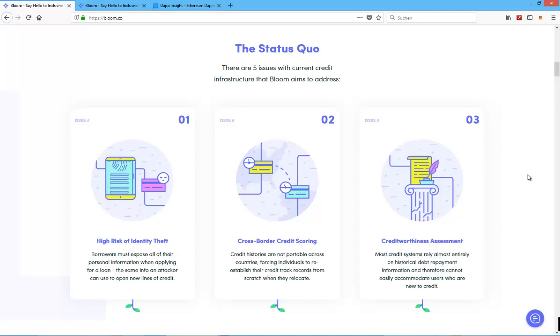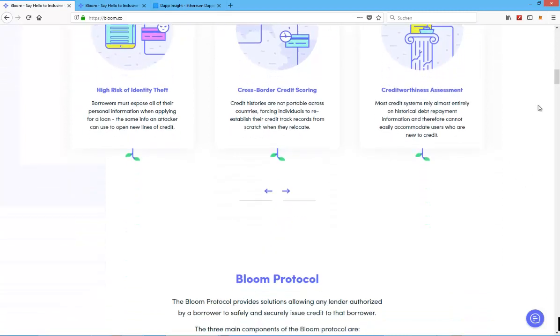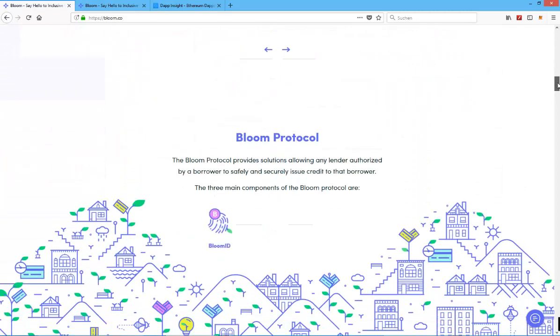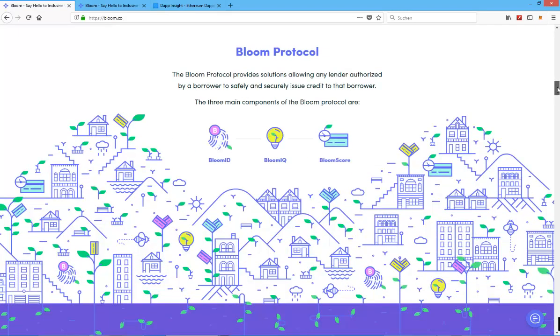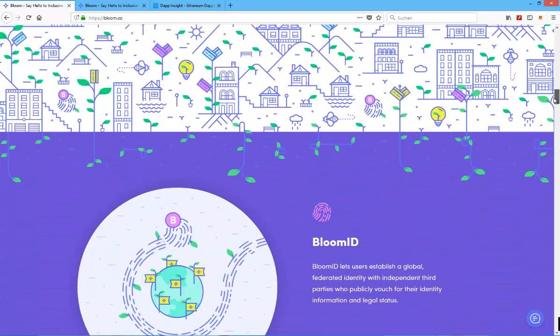So yeah, again, this is just a first look. Check out the website yourself. I'm probably going to do a more in-depth video, and also leave a comment if you know more about this type of system, of this type of use case. I'm not in any way an expert in terms of credit scoring, but I think it's a great idea.